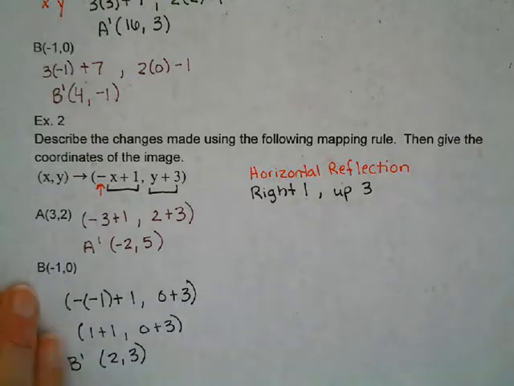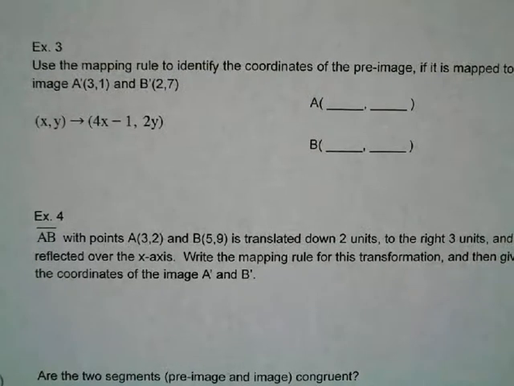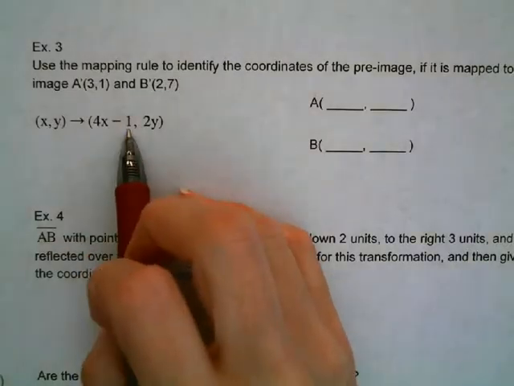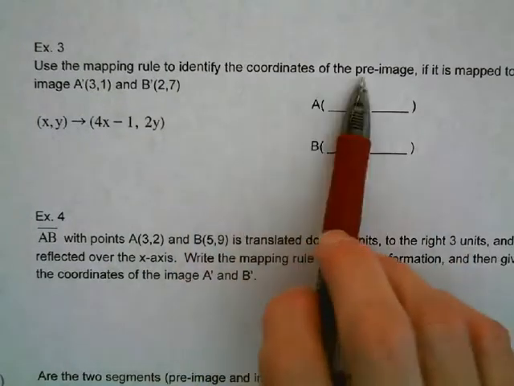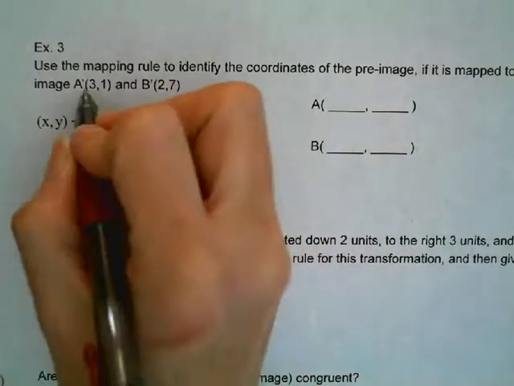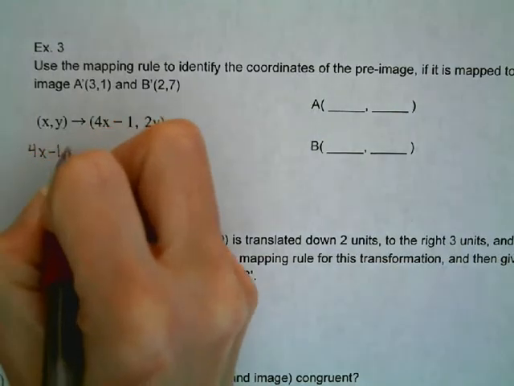Alright. How about you guys try the next one? Oh wait, nope, we're going to try this one together. This one says, using the mapping rule to identify the pre-image. So this time, instead of giving you the rule and just plug it in, you're actually working backwards on this. So this is the new a value, and this is the original problem. It says, use the mapping rule to identify the coordinates of the pre-image. So we're going to take 4x minus 1.